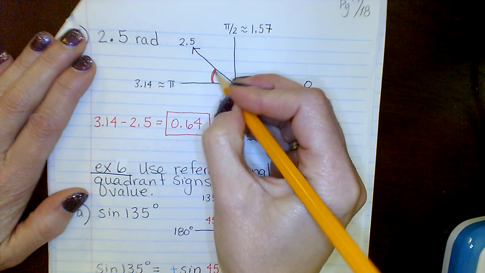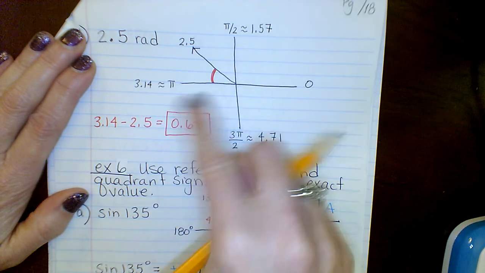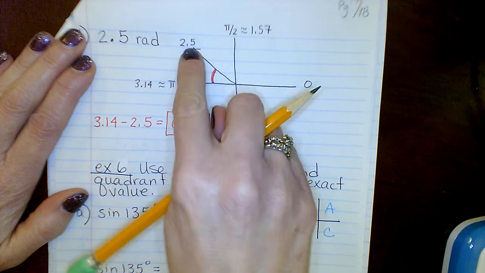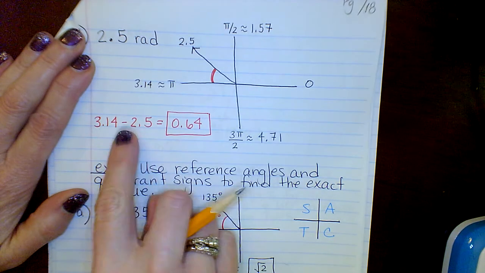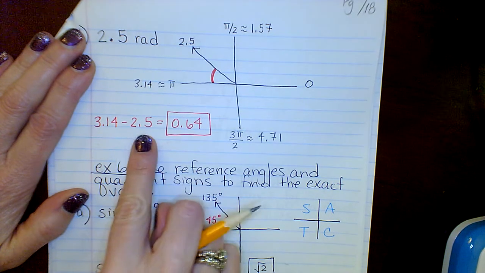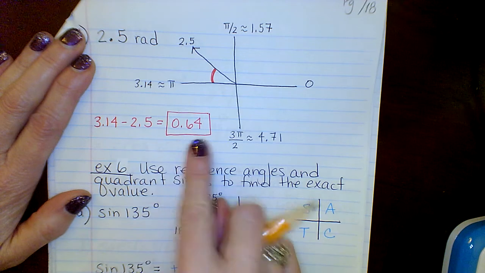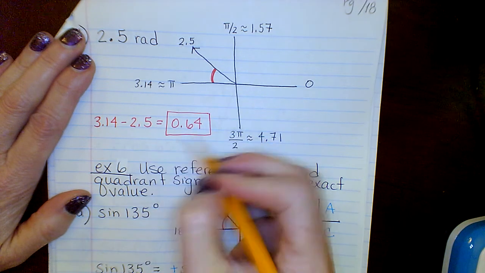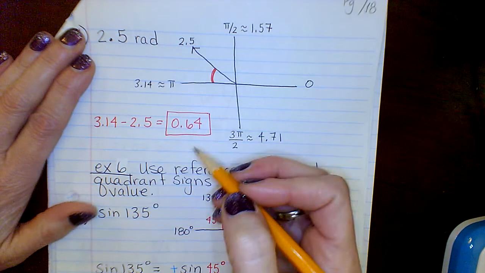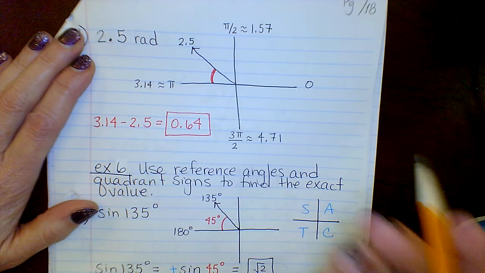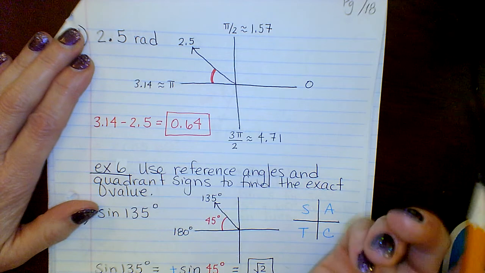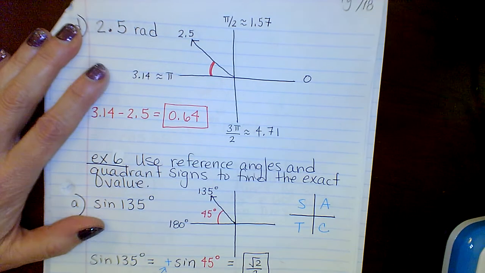So what's this reference angle right here? Well, it's that distance between 3.14 and 2.5. How did I know to subtract this way? How did I know not to go 2.5 minus 3.14? If I subtracted that way, I would have gotten a negative. Reference angles are always positive because they're acute. Acute angles are always between 0 and 90. They're always positive. So that's how I knew to do that.